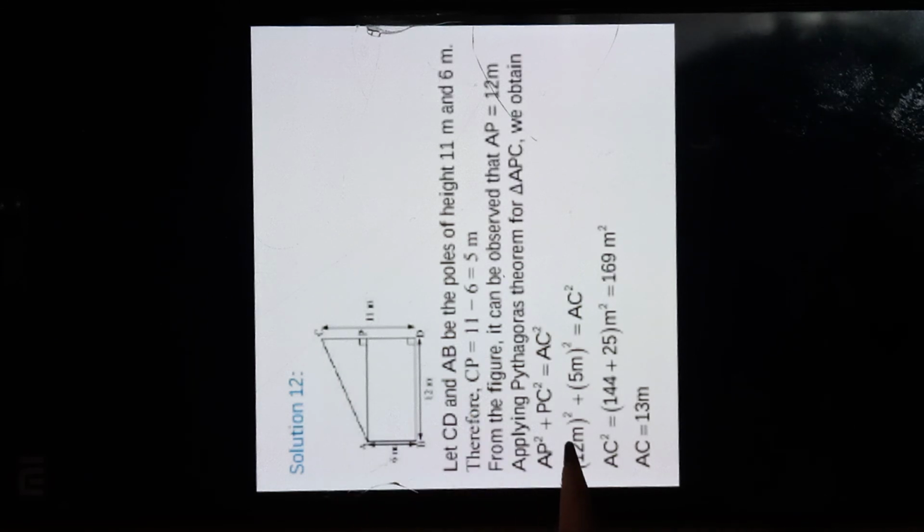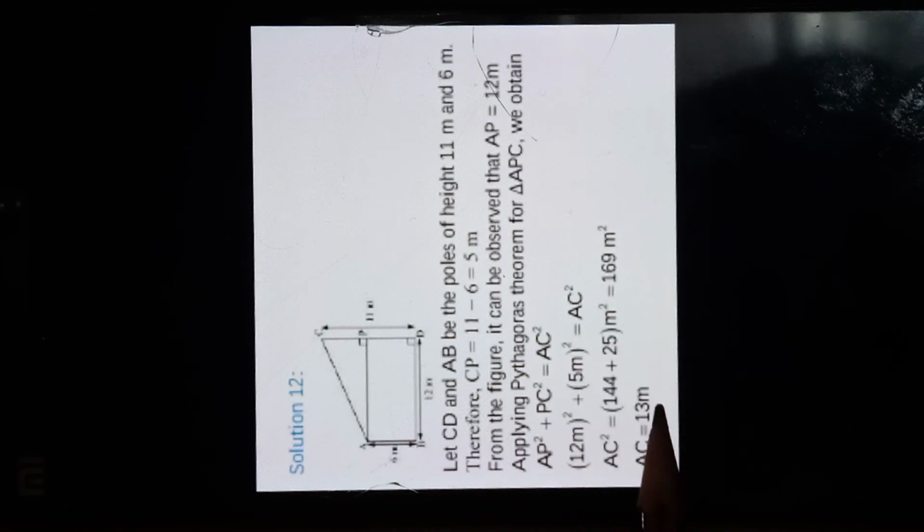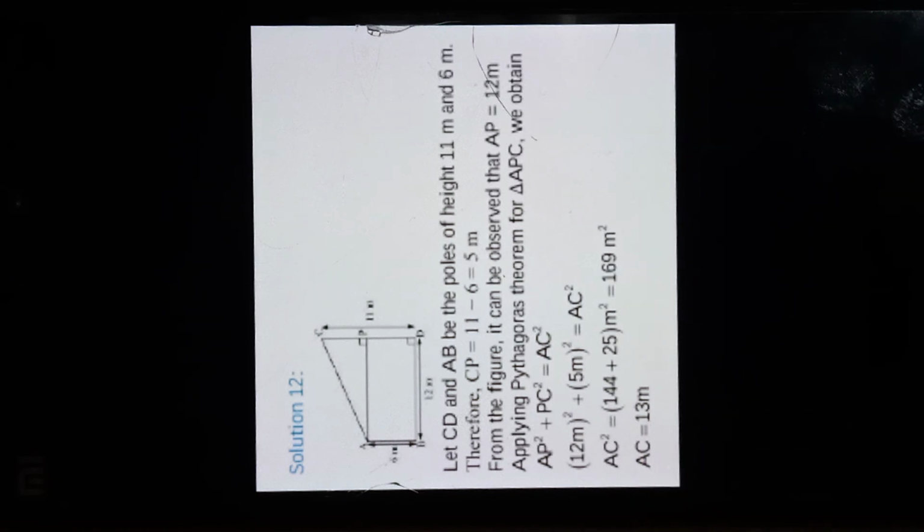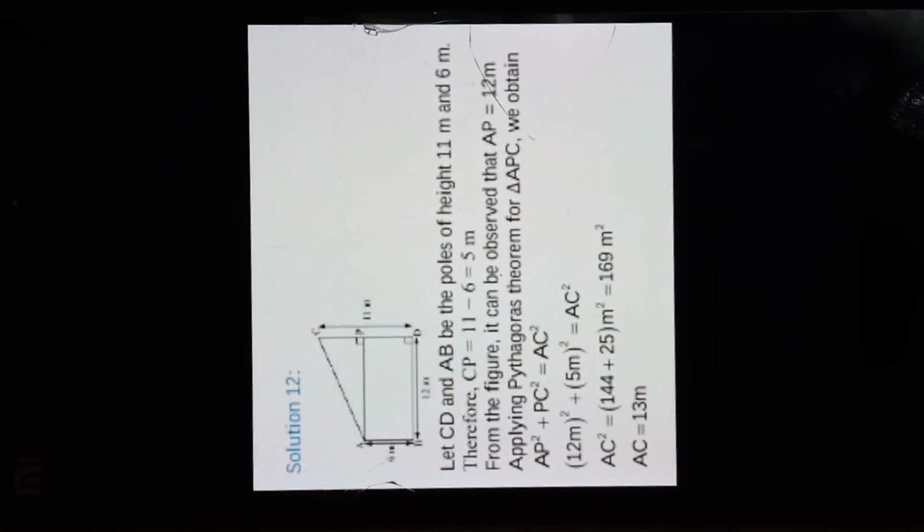Applying Pythagoras theorem to this right angle triangle, that is your APC. Hypotenuse AC square is equal to AP square plus CP square. Put the values. AP was 12. PC we have worked out 5. So 12 square plus 5 square will give you AC square, or AC will be under root of 169, which is 13. So the distance between their tops is 13 meters.